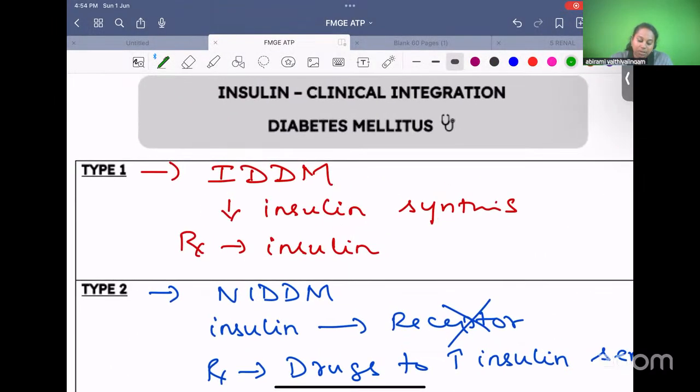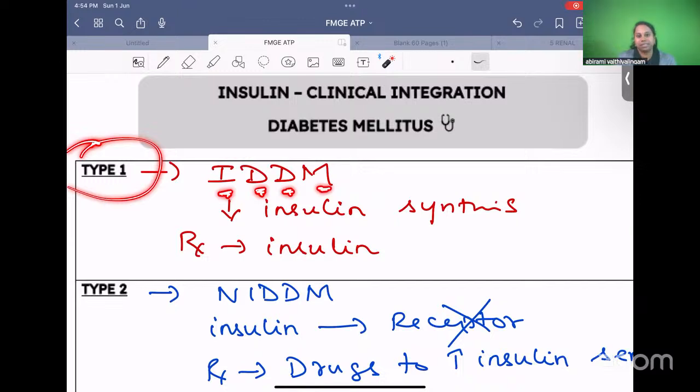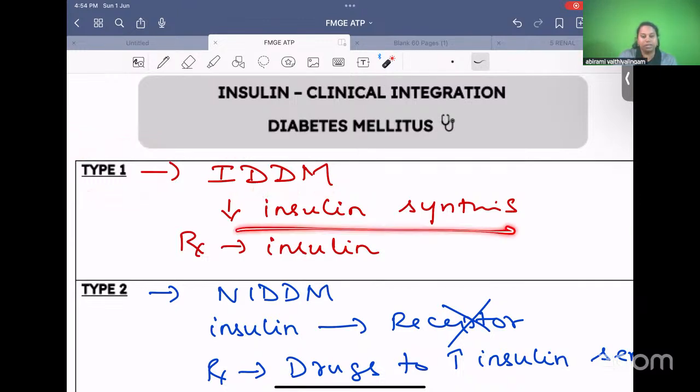What are the types of diabetes? Type 1 diabetes is called insulin dependent diabetes mellitus, because you have to treat it by giving only insulin. The problem is their insulin synthesis is deficient, so you have to treat it only with insulin.